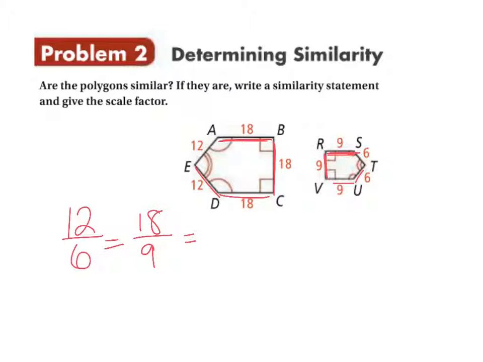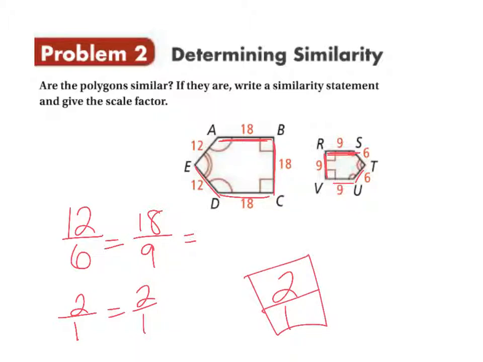Let's check. Does this reduce to the same thing? That would reduce to 2 over 1. This would reduce to 2 over 1. And you probably could just do that in your head and you could have seen it in the picture. I'm just showing you if they aren't quite so obvious, here's what you would do. And then what's the scale factor? We'd say it's a 2 to 1, or it's 2 times bigger, or 2 times smaller, whichever way you want to go with it.